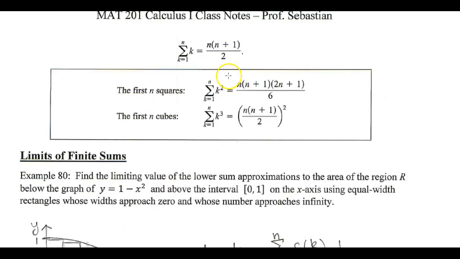So at this point, I would just say, hey, write these down in your cheat sheet if you ever need them, right? The sum as k goes from 1 to n of k squared is n times n plus 1 times 2n plus 1 all over 6. And the sum as k goes from 1 to n of k cubed actually ends up being, so this guy looks like k, right? n times n plus 1 over 2, but I actually have to square it, okay?